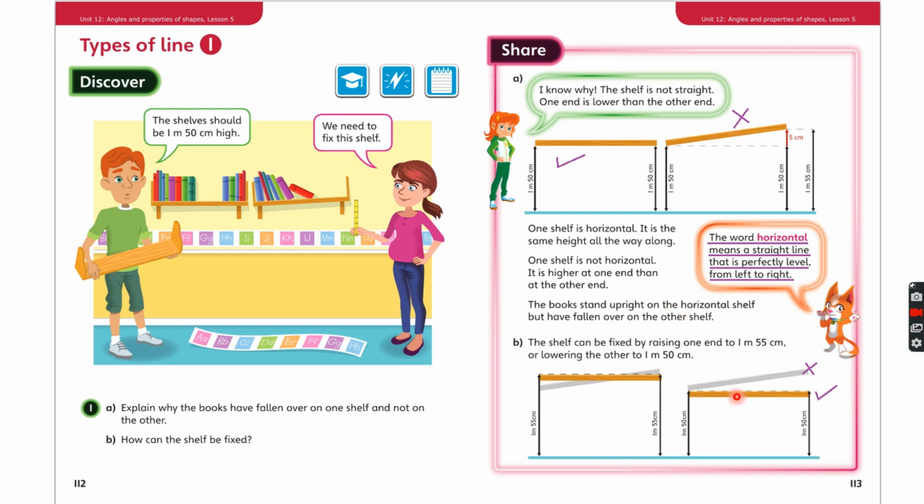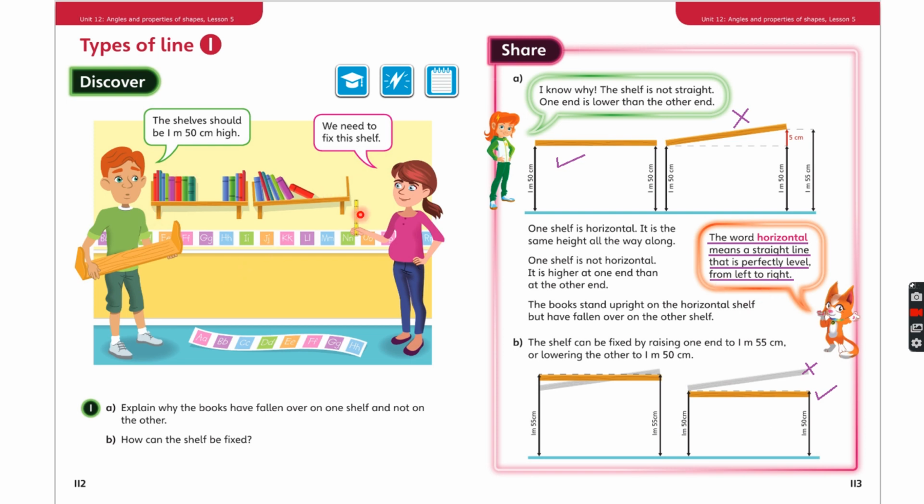Also, again, the same here. Look at these two lines. The gray one is not a horizontal line, while the brown one is a horizontal line. Look at the left side and the right side. They have the same distance. So again, the horizontal line is a straight line that is perfectly level from the left to the right.